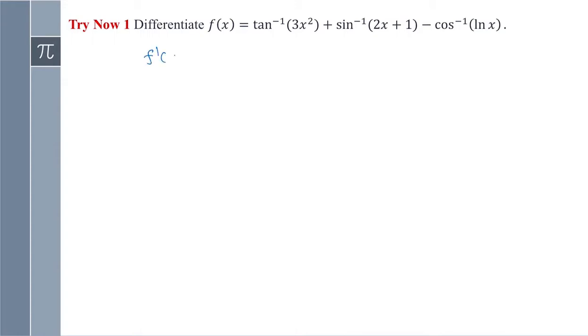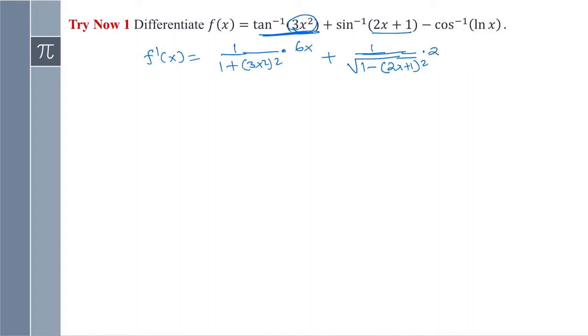So f prime of x equals, now the derivative of the inverse tangent function is 1 over 1 plus x squared. So 1 over 1 plus, but we don't have just x here. We have 3x squared already there, so we have to square that 3x squared. Now we have to use the chain rule and find the derivative of this inside function, which is 6x. Then plus the derivative of the inverse sine function, which is 1 over the square root of 1 minus x squared. So 1 over the square root of 1 minus x squared, but we have 2x plus 1 in place of x. So that is squared, times the derivative of this function, which is 2.